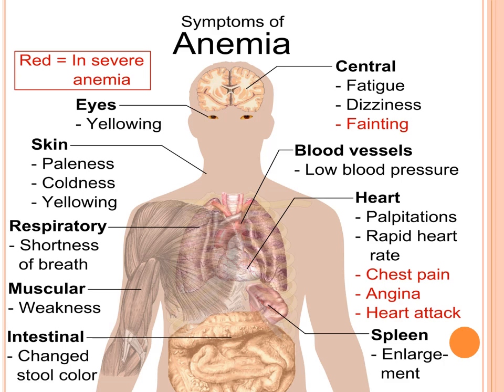In cardiovascular system there can be palpitations, rapid heart rate, chest pain, angina, there can be heart attack. And in spleen there will be enlargement due to anemia. You can see from the diagram. Wherever it is written in red, it means there is severe anemia. Means fainting, chest pain, angina, heart attack. These all things occur in severe anemia.